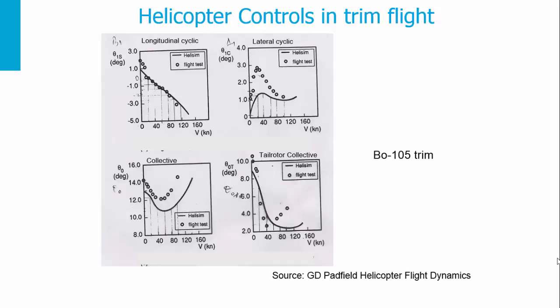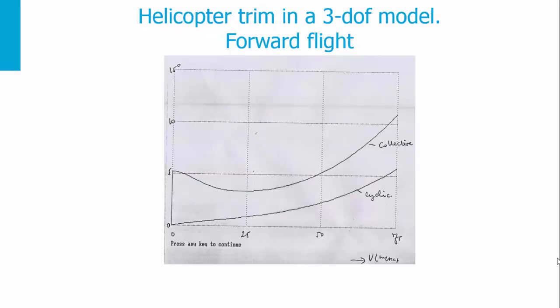For the tail rotor collective, it means that if we increase the speed, we need more pedal to correct the yawing of the helicopter. You see that there is a big difference between the high speeds as we predict from the theoretical model and from the flight tests. Like this, you will be asked to represent the collective and the cyclic pitch that you will need as a function of the forward velocity for a helicopter example that you will build the simulation model.